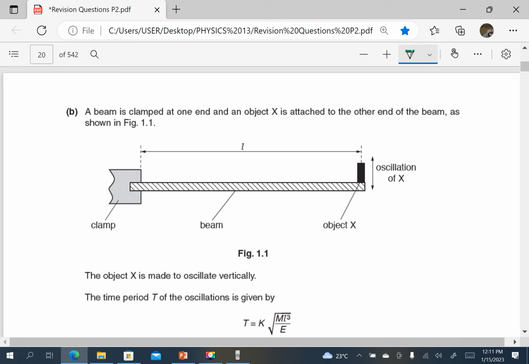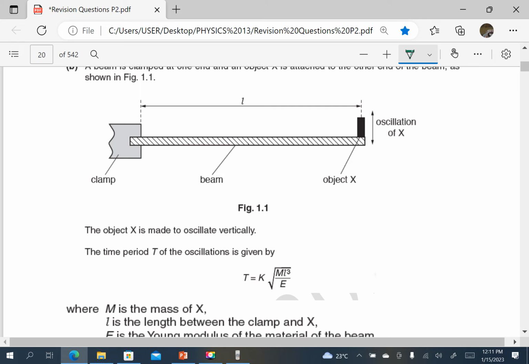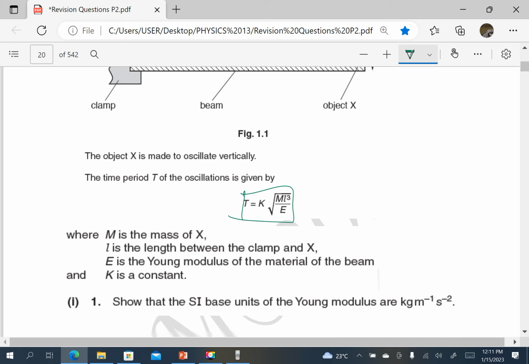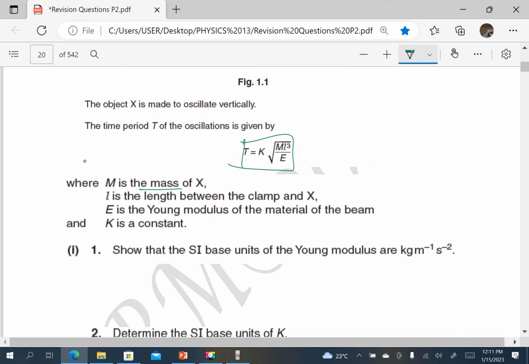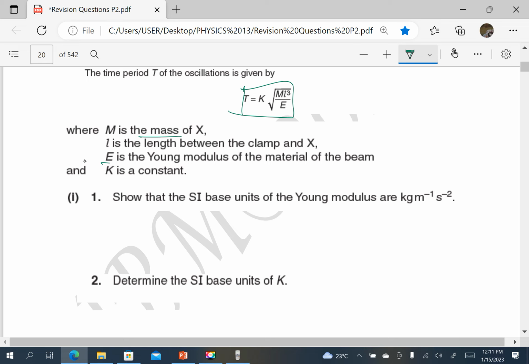A beam is clamped at one end. I think this is the last question for this video, for part 1. A beam is clamped at one end, and an object X is attached to the other end of the beam, as shown here. The time period T of the oscillations is given by that expression. M is mass, that is kilograms, L is length, that is meters, E is Young modulus of the material, and K is a constant. Show that the SI base units of the Young modulus are kilogram per meter per second squared.